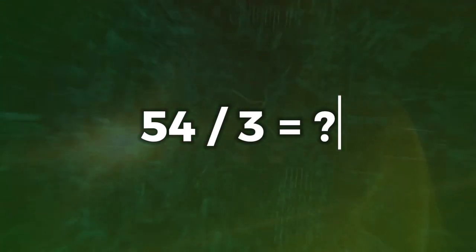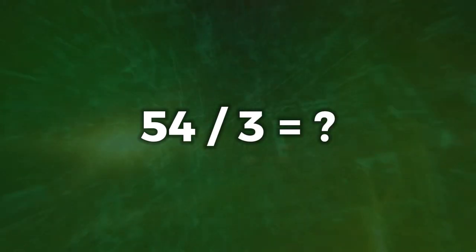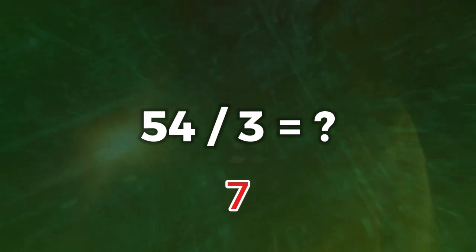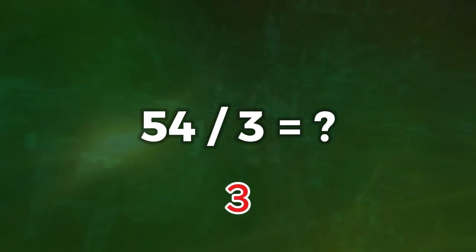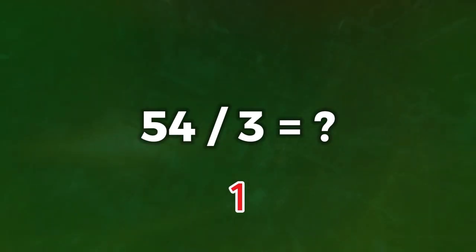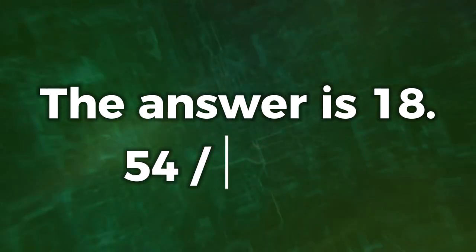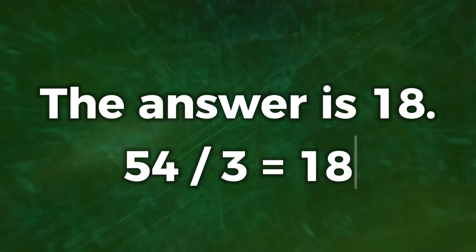Now, for problem number 8. What is 54 divided by 3 equal to? The answer is 18. 54 divided by 3 is equal to 18.